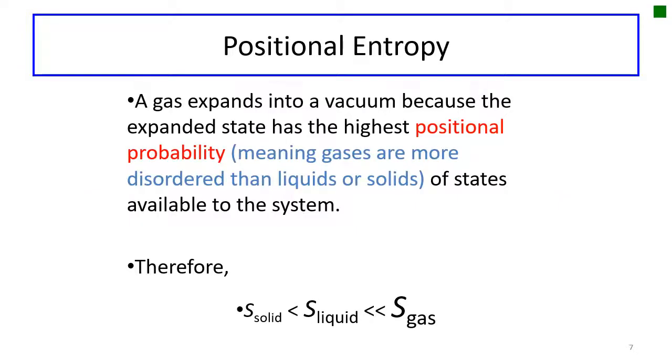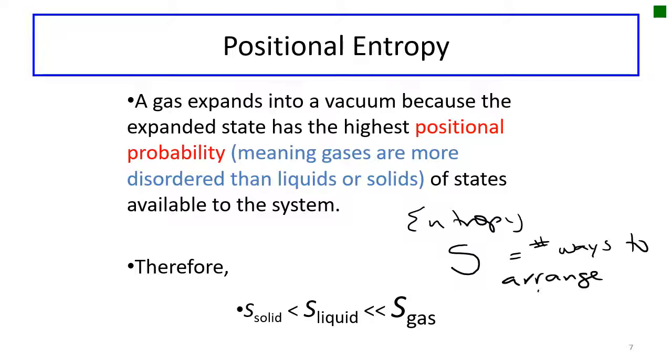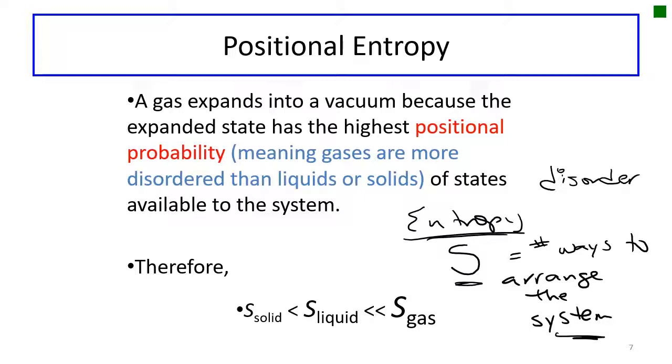So we are going to define entropy. Entropy we symbolize as a capital S, and entropy by definition is the number of ways to arrange the system. So we're going to look at the number of ways to arrange the system or whatever it is that we are studying. The more ways that we can arrange it, the higher the entropy. Entropy is a measure of disorder. The more disordered something is, the higher the entropy is.